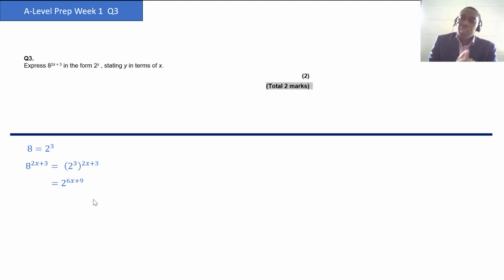Just for the avoidance of doubt, if you have 3 brackets 2x plus 3, you would get the credit for that. They just said to state y in terms of x. Nobody said to expand or simplify, so you don't have to. I actually found it easier to go direct, but 3 times the bracket 2x plus 3 is an acceptable answer, okay?